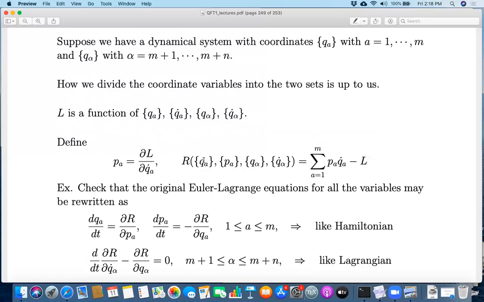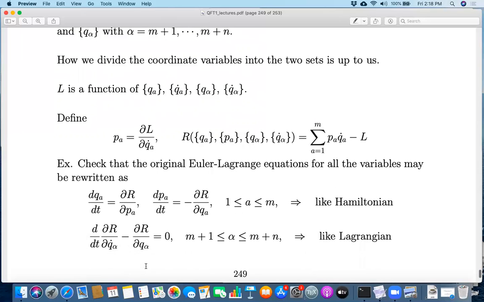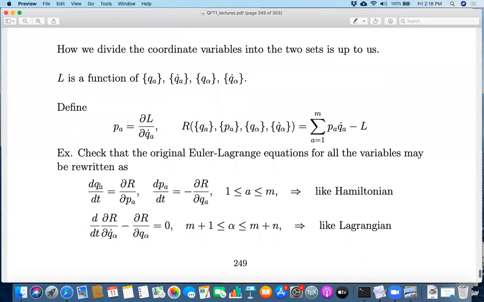Those Euler-Lagrange equations can be rewritten now in this fashion. These carry exactly the same information as the original Euler-Lagrange equations. So these take the form dQA/dt equal to del R del PA, dPA/dt equal to minus del R del QA. You might recognize this as the Hamiltonian equations. Instead of Hamiltonian, here you have the Routhian. But of course, for the QA variables, the Routhian is like the Hamiltonian.